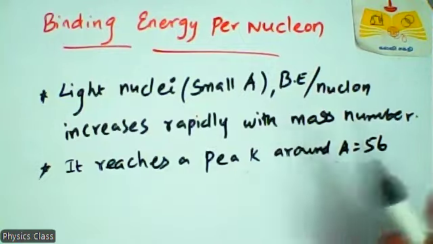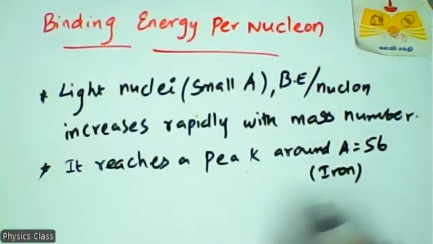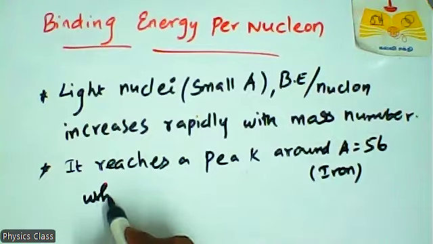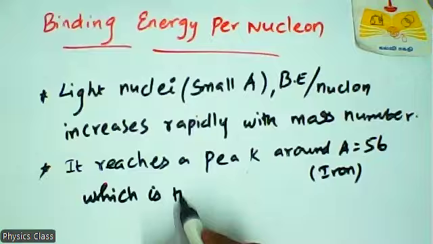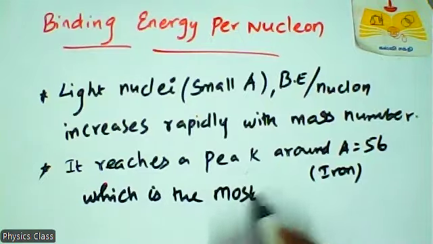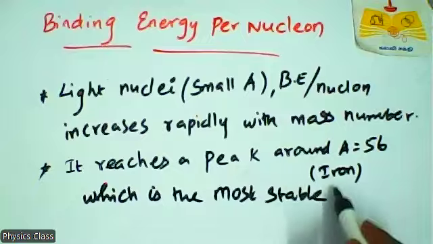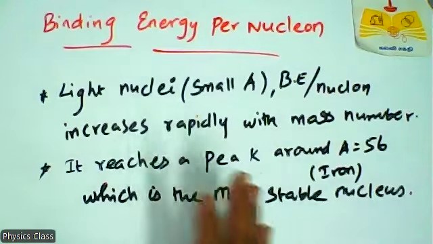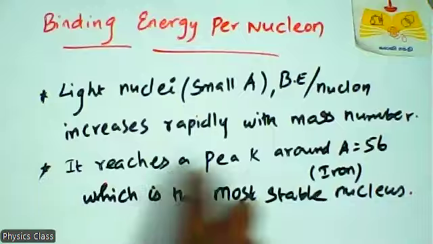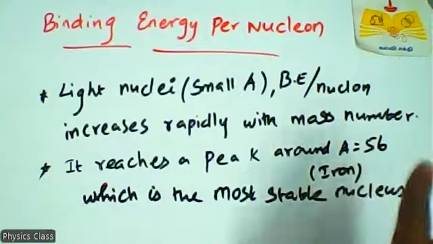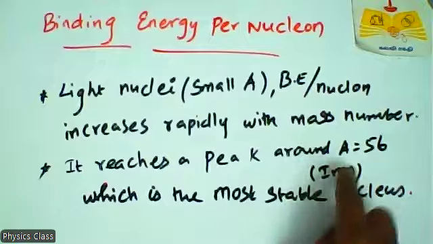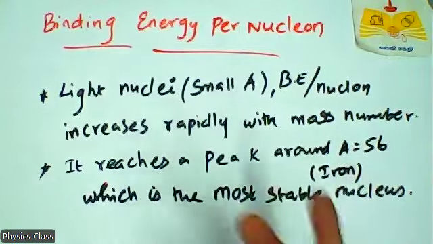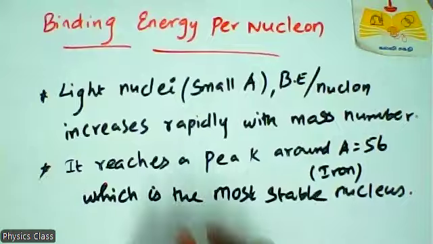Already you know that A is equal to 56 is for iron, which is the most stable nucleus. So as the atomic number increases, binding energy decreases, but it reaches a peak value around A is equal to 56. That A means mass number. Mass number 56 for what? Iron. Okay. So which is the most stable nucleus?